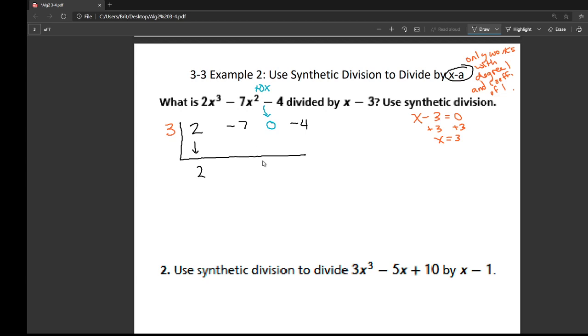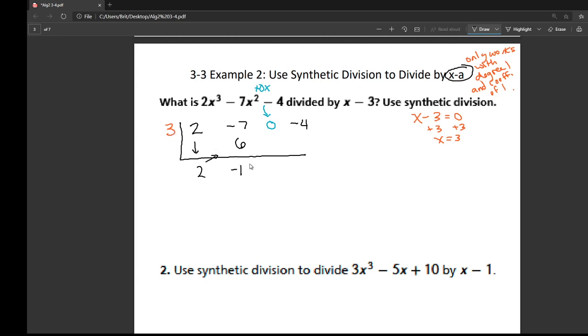Now this part works kind of like a braid. You'll kind of see what I mean. So I bring down my 2, so I'm going to go 3 times 2, and then I'm going to write that answer here. So I'm going to put a 6. And then I add down. So negative 7 plus 6 is negative 1. And then I'm going to do that again.